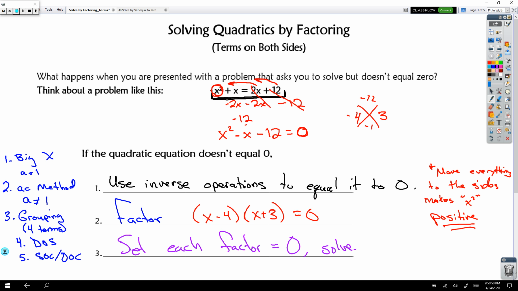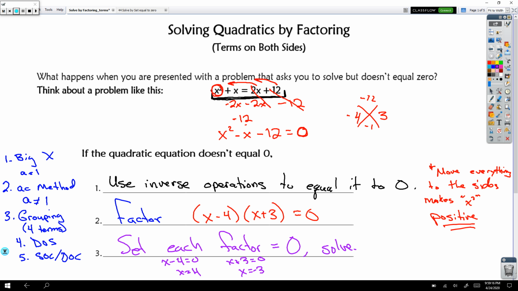So for this problem, just to finish it up, I would have x minus 4 equals 0, and the x plus 3 equals 0. So adding the 4, we would have x equals 4, and subtracting the 3, we would have x equals negative 3. All right? So we're really just adding in one more step at the beginning, making sure this thing equals 0 first, and then I go through and do my factoring and setting everything equal to 0.